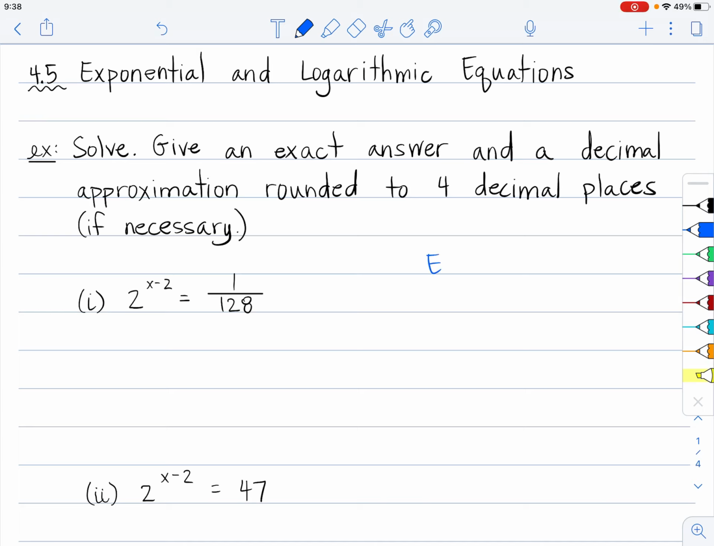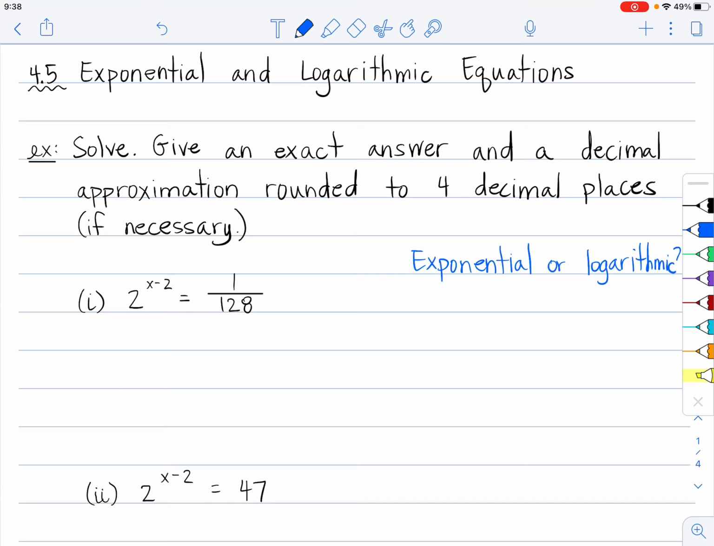Exponential or logarithmic. Let me try that again, because that was terrible on my spacing. Exponential or logarithmic.